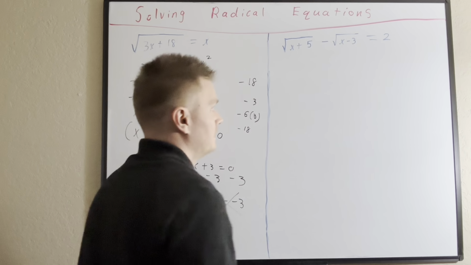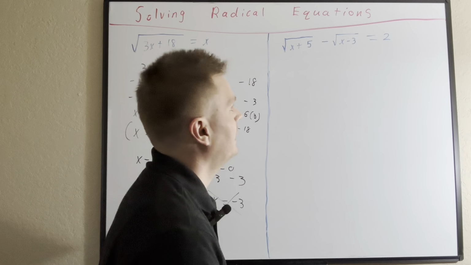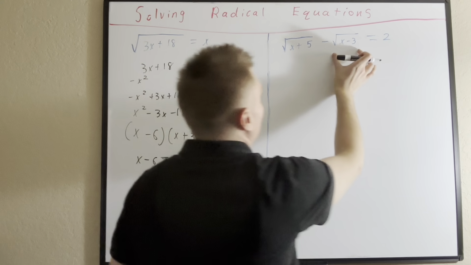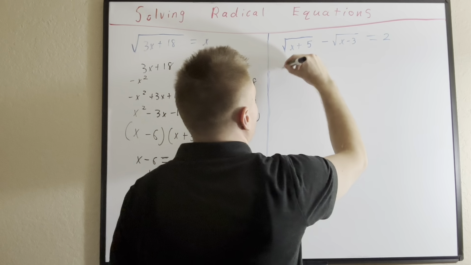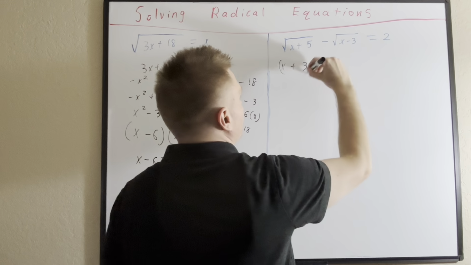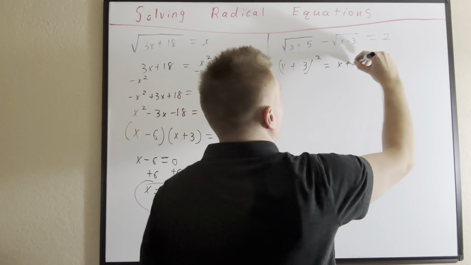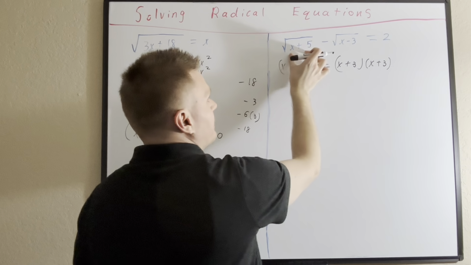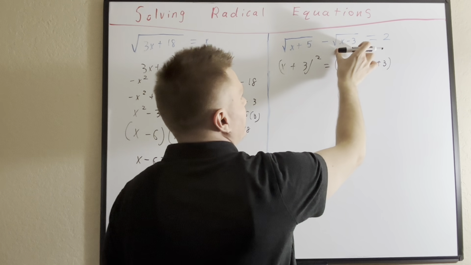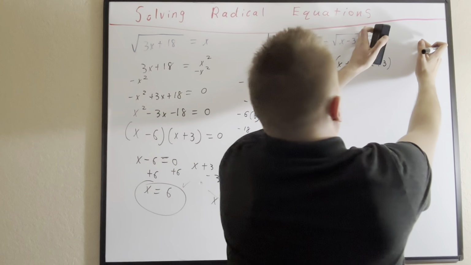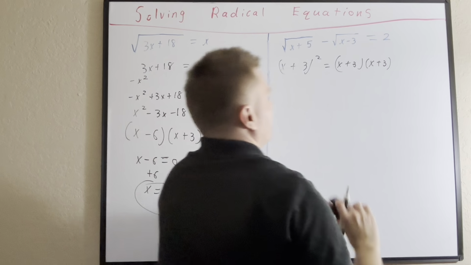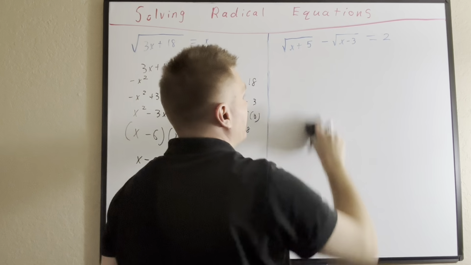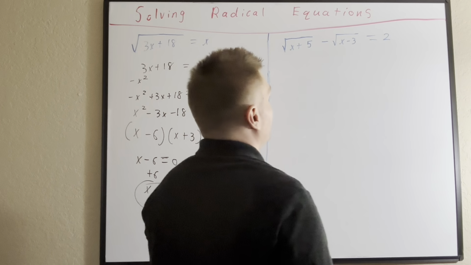This one. Now, this one's a little complicated because you can't just square both sides. Because squaring two terms means, let's just say we were squaring x plus 3. We would get x plus 3 times x plus 3. So we would get square root of x plus 5 minus square root of x minus 3 times square root of x plus 5 minus square root of x minus 3. That would just be a mess. Whoosh. And we wouldn't actually get rid of all the radicals. The objective is to get rid of all the radicals.